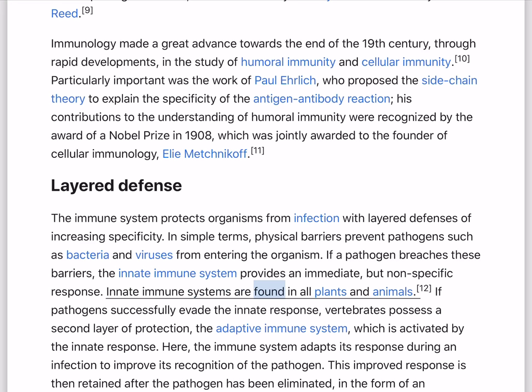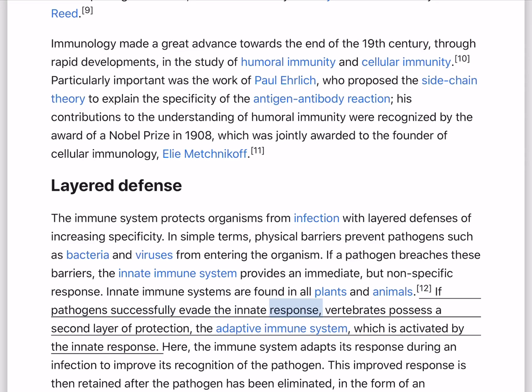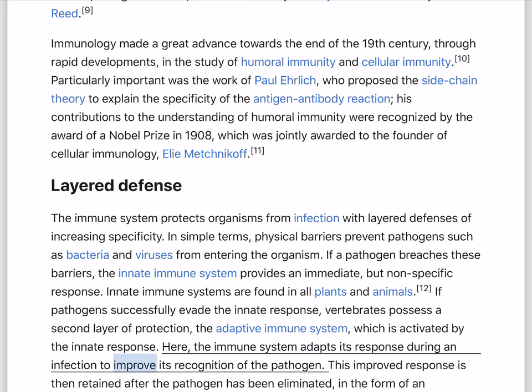If pathogens successfully evade the innate response, vertebrates possess a second layer of protection, the adaptive immune system, which is activated by the innate response. Here, the immune system adapts its response during an infection to improve its recognition of the pathogen.